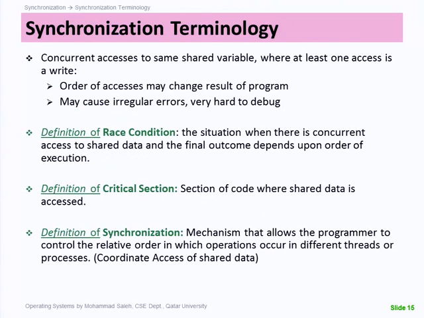Now we define a few terms related to synchronization. So basically, synchronization is needed when we have cooperative threads accessing a shared variable where at least one of the accesses is an update, right? If none is updating, even though the accesses come, but nobody is updating, it's fine. They can run simultaneously, no problem.